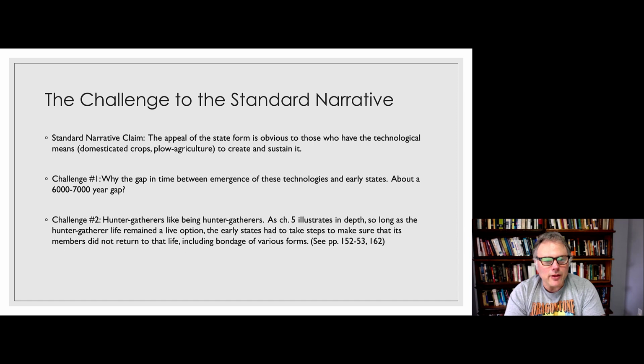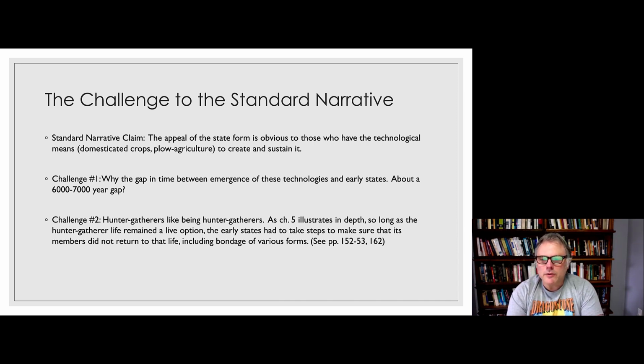And then here's another thing, I think another element that challenges this standard narrative. This is a thing that we see in chapter 5, and you certainly see throughout the book Against the Grain: hunter-gatherers like being hunter-gatherers in general. Chapter 5 illustrates in depth that so long as the hunter-gatherer life remained a live option for people, the early states had to take steps to make sure that people did not escape to that life and out from under the rule of the state.